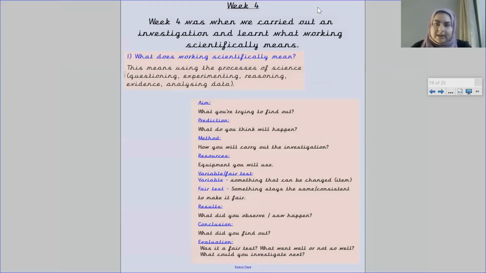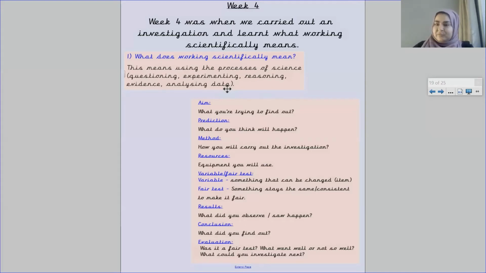Okay, then you've got week 4. In week 4, we carried out an investigation and learned what working scientifically means. I had done the investigation for you, but I did give some of you an option to do it at home if you had magnets at home. We said working scientifically means using the processes of science.